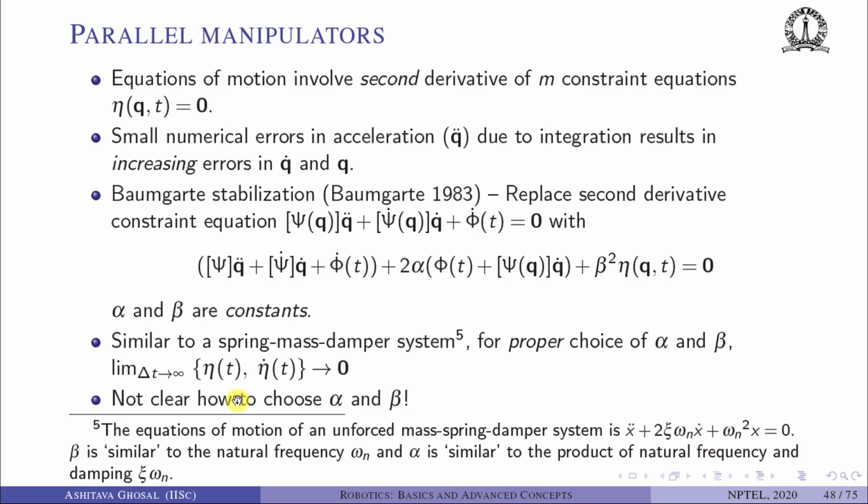But there is a problem. We do not know how to choose alpha and beta. In a spring mass damper system, just to go back, we have x double dot plus 2 psi omega_n x dot plus omega_n square x. So beta is similar to the natural frequency omega, and alpha is similar to the product of natural frequency and damping. But this is not exactly the same because it is very complicated. So we do not know how to choose alpha and beta. But nevertheless, Baumgarte showed that this kind of stabilization can work, and we can make sure that the constraint equations are satisfied at each instant of time.